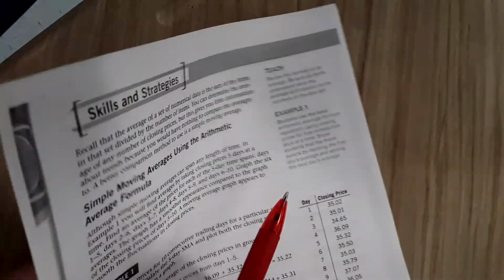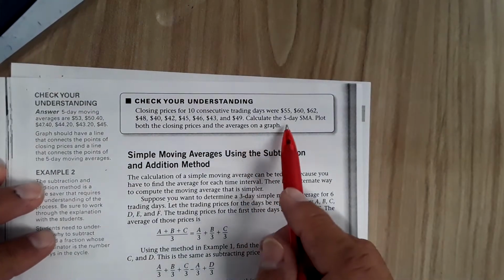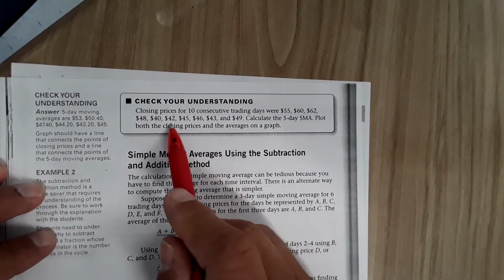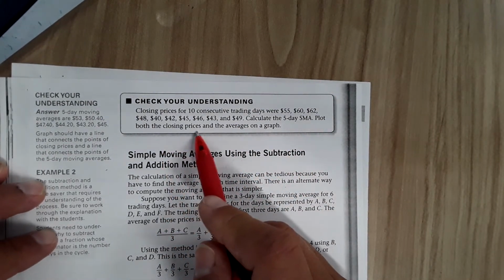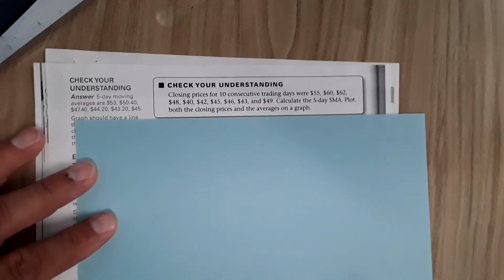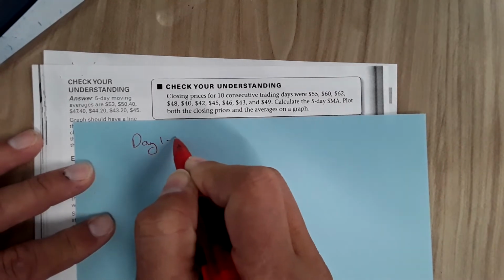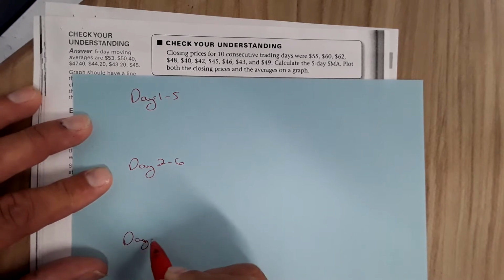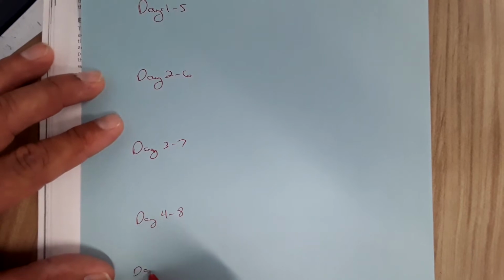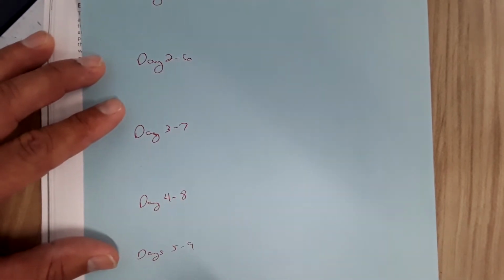So let's do an example, and we're not going to go through all 5 days. Closing prices for 10 consecutive trading days were 55, 60, 62, 48, 40, 42, 45, 46, 43, and 49. Calculate the 5-day simple moving average and plot both the closing prices and the averages on a graph. So I'm going to do days 1 through 5, then days 2 through 6, days 3 through 7, days 4 through 8, days 5 through 9, and days 6 through 10.